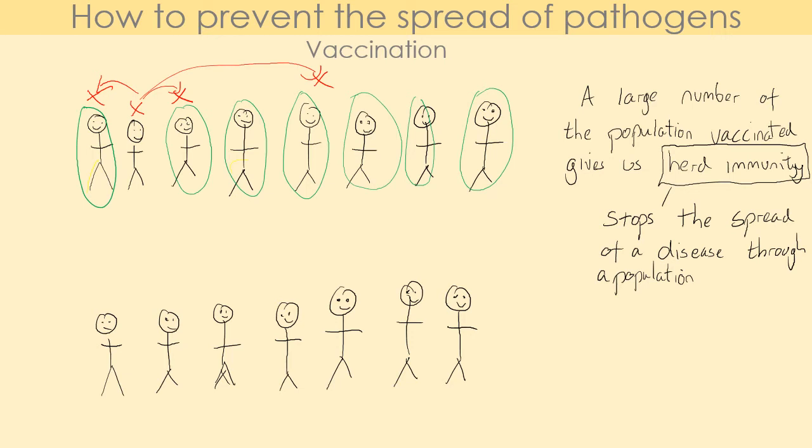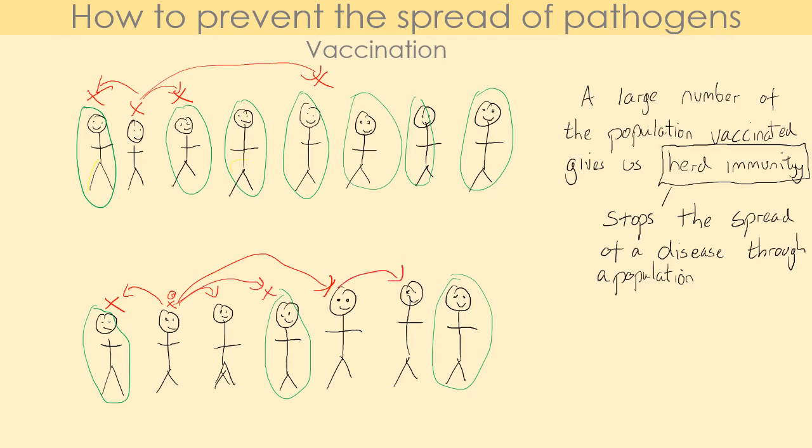We'll now have a look at what happens if only a small number of the population have been vaccinated. If we now have the pathogen and we affect this person here, the pathogen or the disease can spread very easily from person to person. Anyone that has been vaccinated will not get it, but those people who have not been vaccinated will get the disease, and it could prove fatal to the population.